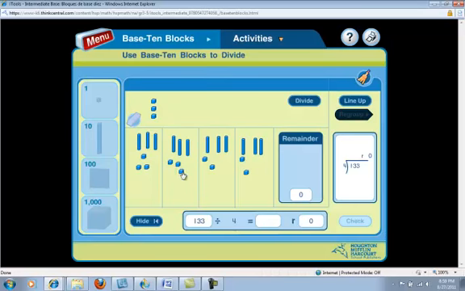Okay, it looks like I'm going to have 1 left over. I can't regroup it, so that's my remainder. So 133 divided by 4 is what? With 1 remaining. Well, I can look at the value in one group. I have 10, 20, 30, 31, 32, 33. 33 in each group with a remainder of 1. Let's see if that's right.